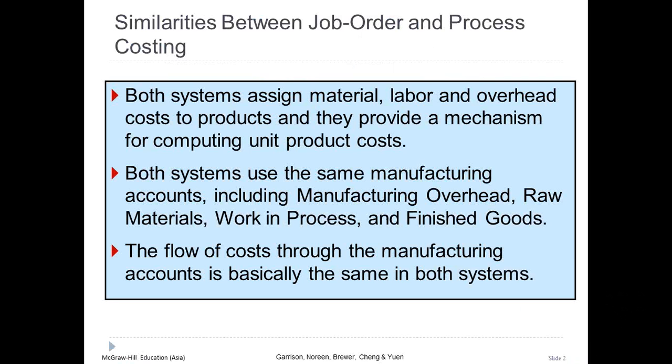Job order and process costing are similar in that they both deal with assigning materials, labor, and overhead to products as a way to calculate the unit costs. Both systems use raw materials inventory, work in process inventory, and finished goods inventory. The flow of costs is similar but not exactly the same in both systems.